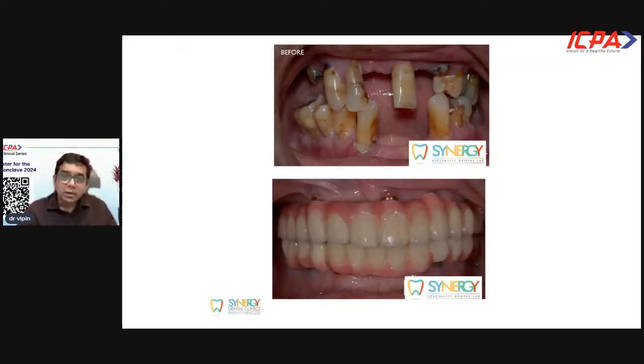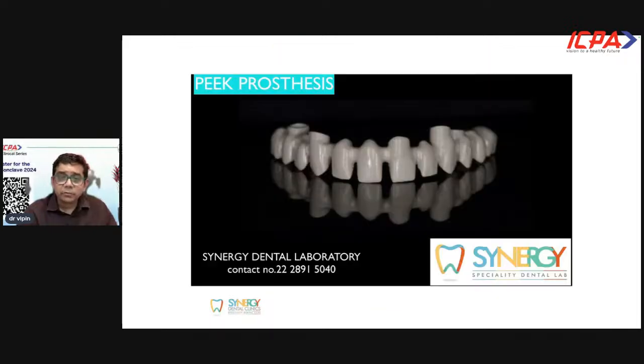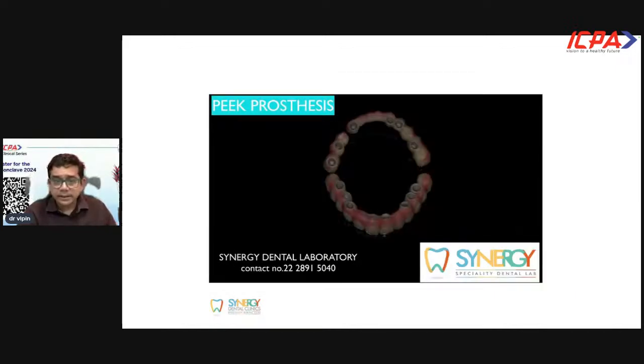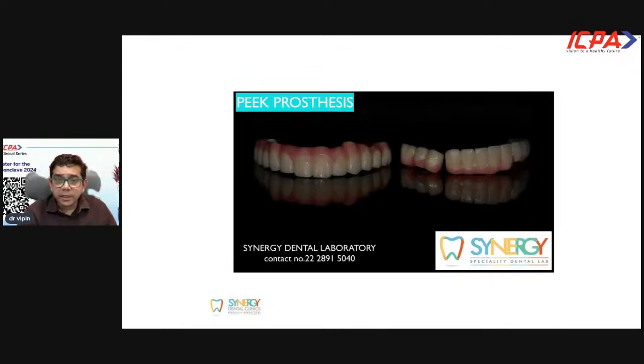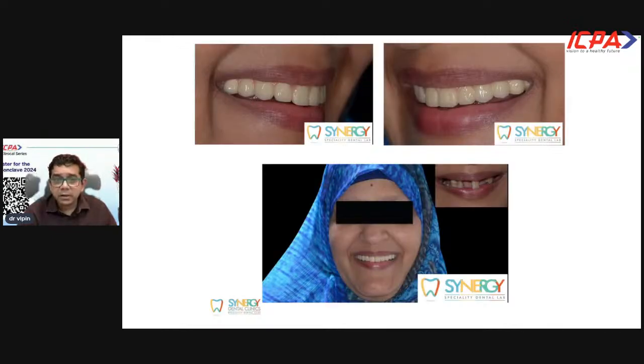So this case, a poor periodontitis case, was made in PEEK with composite layering. You can see a PEEK framework. This case was done with Aslam Inamdar, a prominent aesthetic dentist. You can see how the PEEK framework has been designed, and this is her final prosthesis, right? So I like these materials.